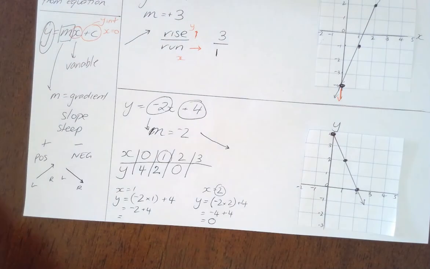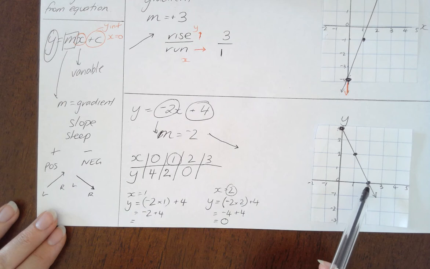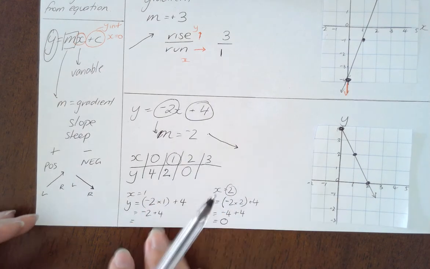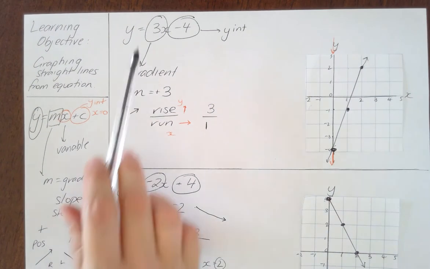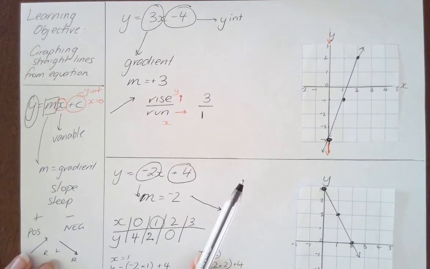We can do a check and say, yes, it is a negative gradient, it is going down from left to right, and it is running into the y-axis or intercepting it at positive 4. So two different ways to take a linear equation and turn it into an actual graph. Whichever one you are comfortable with is perfectly acceptable.